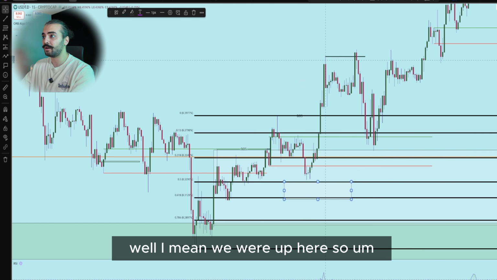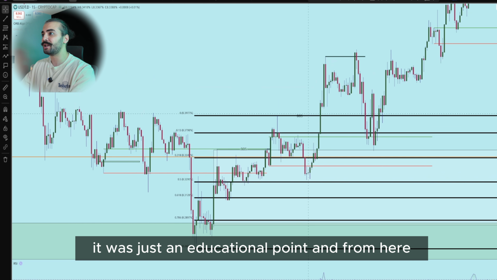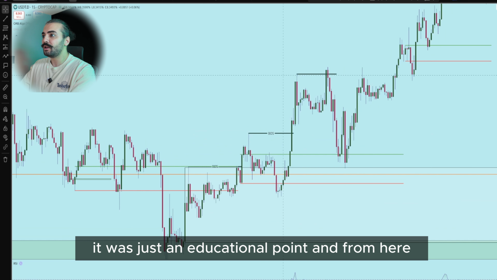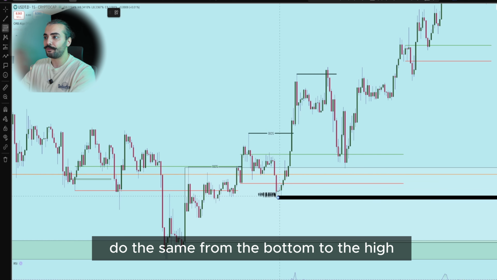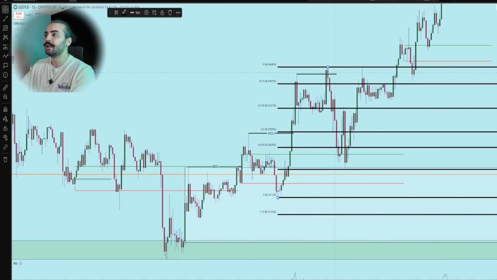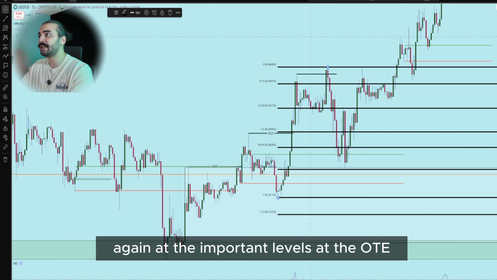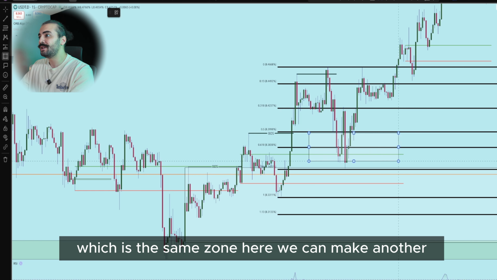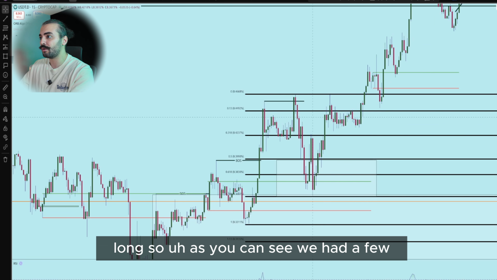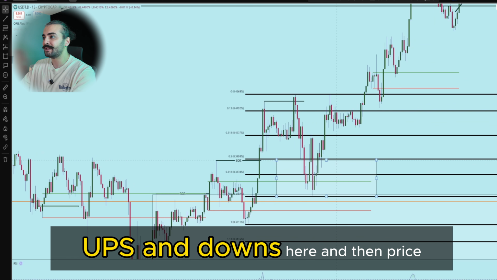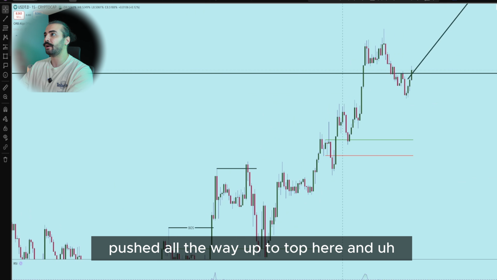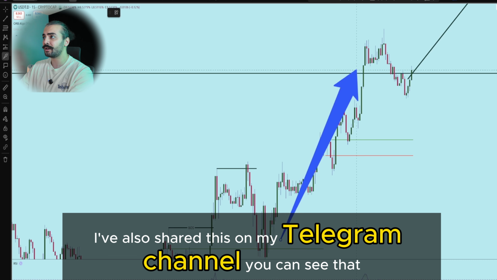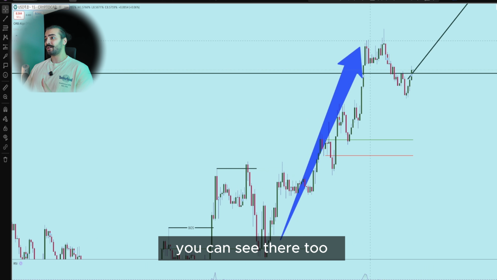Well, we were up here, so it was just an educational point. And from here, all the way to the top, what we talked about is to do the same from the bottom to the high, get another Fibonacci, and then again, at the important levels, at the OTE, which is the same zone here, we can make another long. As you can see, we had a few ups and downs here, and then price pushed all the way up to the top here. I've also shared this on my Telegram channel. You can see it there too.